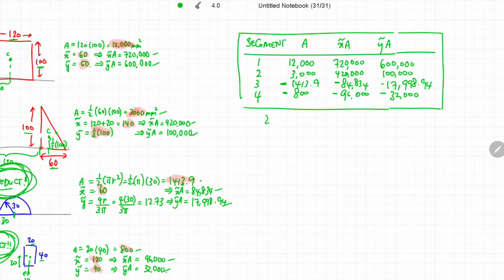Okay, when that is done, you need to sum up all the values in the column. So the summation of area would be 12,000 plus 3,000 minus 1413.9 and minus 800, you get 12,786.1. Accordingly, the summation of x curve A, you just add and subtract all the values there, you will get a value of 959,166, and the summation of y curve A would be 650,000.